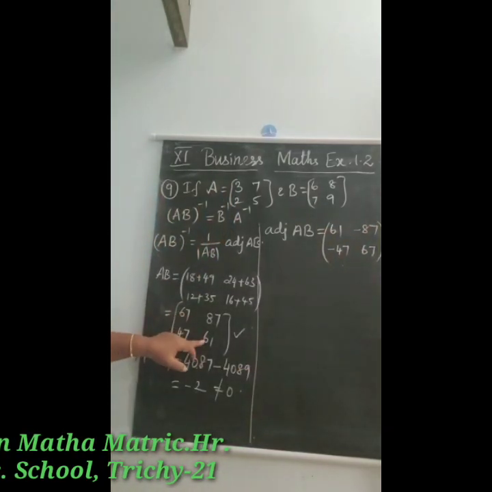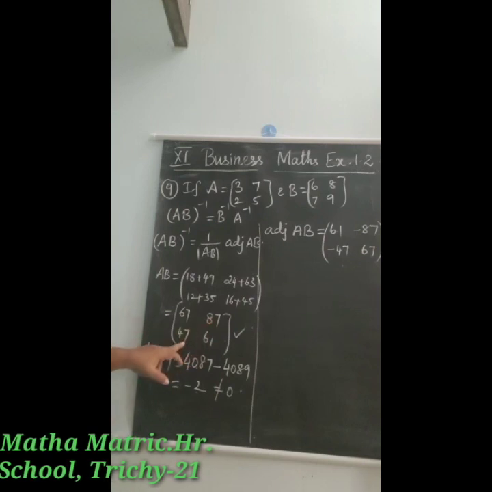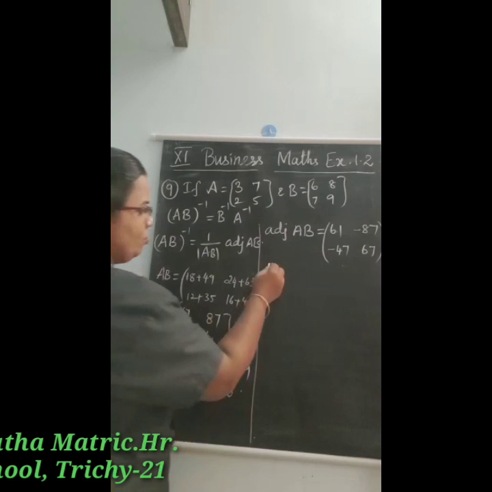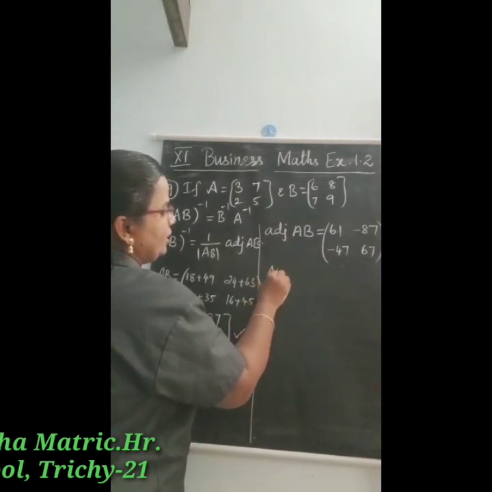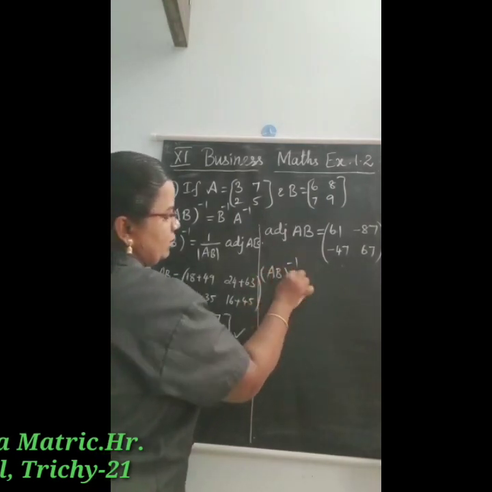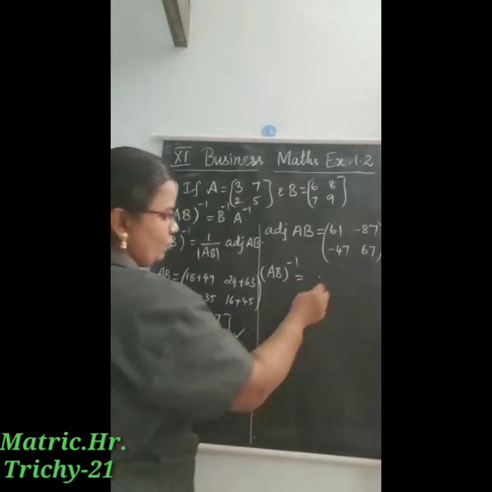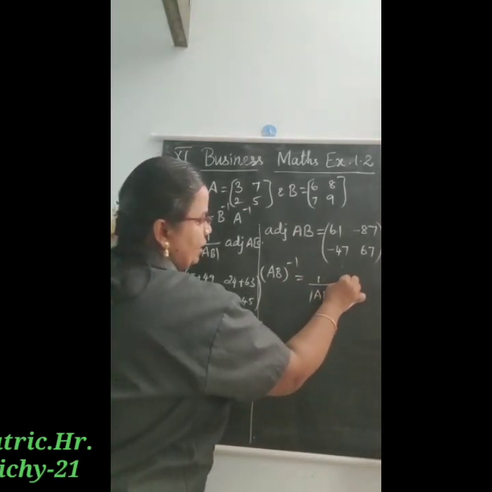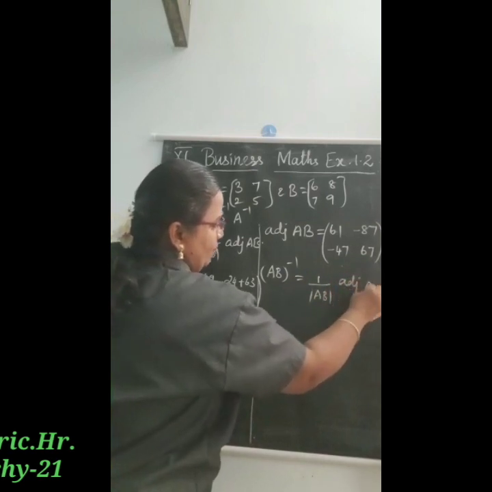Interchange the values on the leading diagonal, and change the sign. So that is adjoint AB. Now we have to find out AB, the whole inverse. So that is equal to 1 by determinant of AB times adjoint of AB.